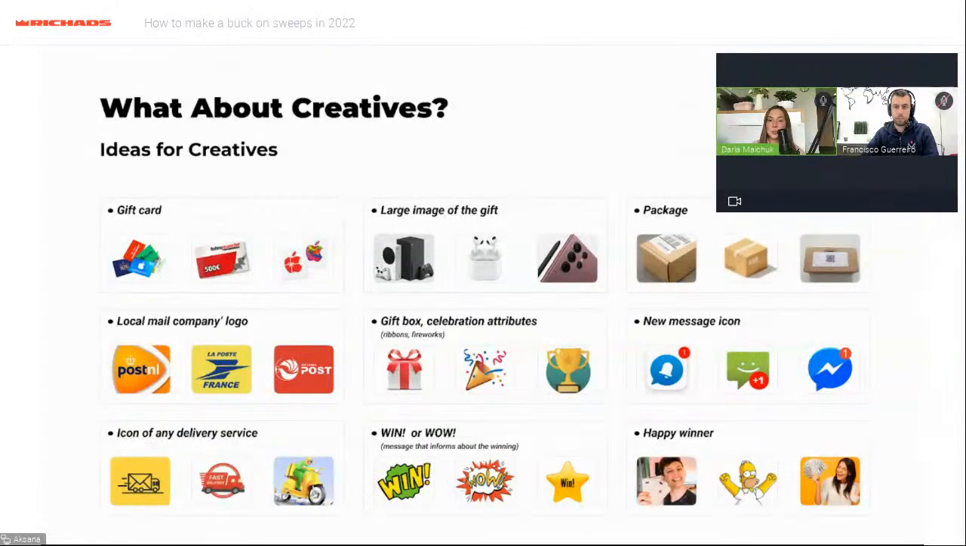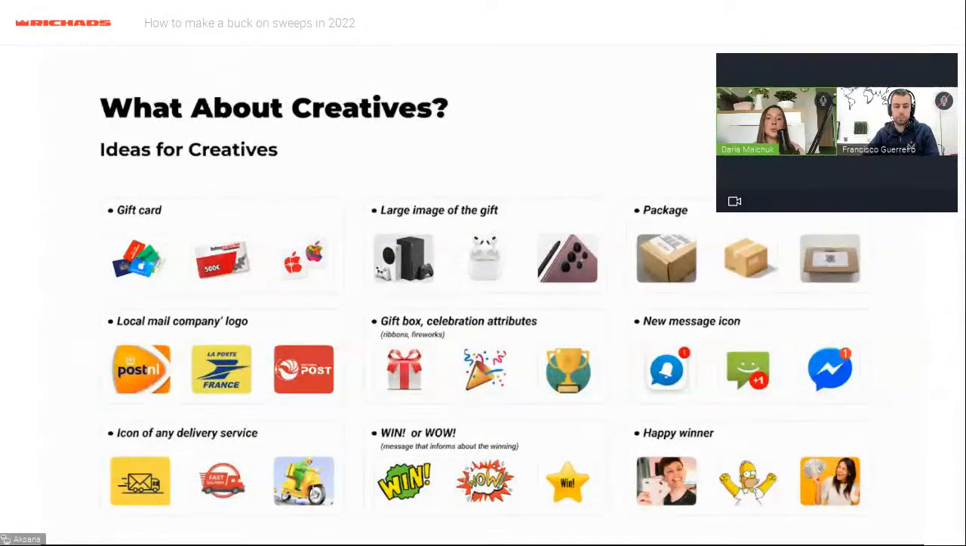Have a look at the slide. Here are all the possible icons for launching sweeps. The best options are gift cards, new message icons or missed calls, gift boxes and celebrations. You can also test other options.